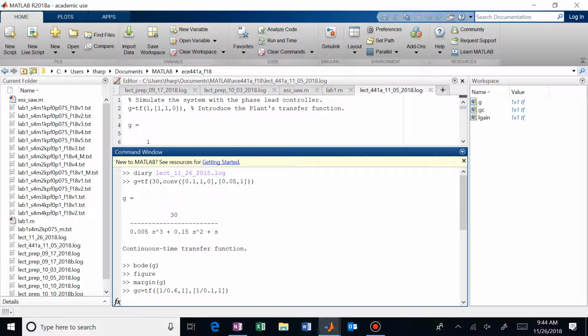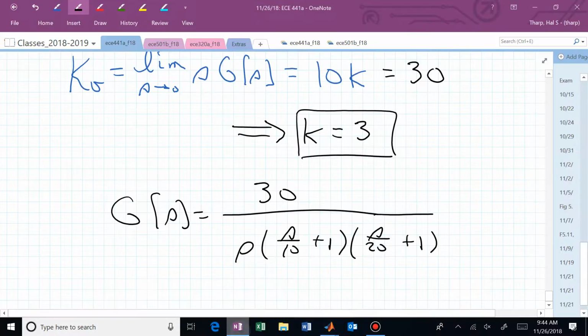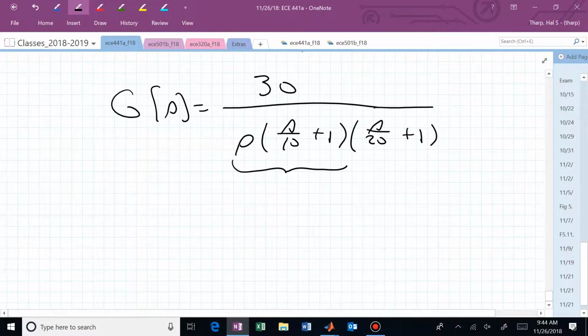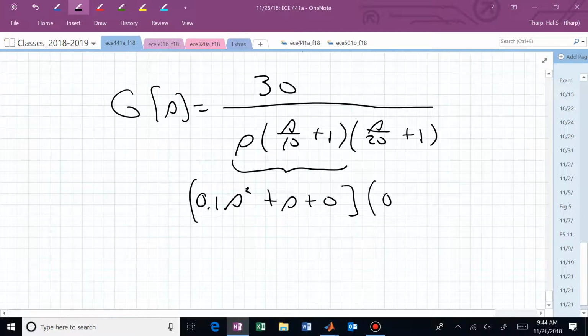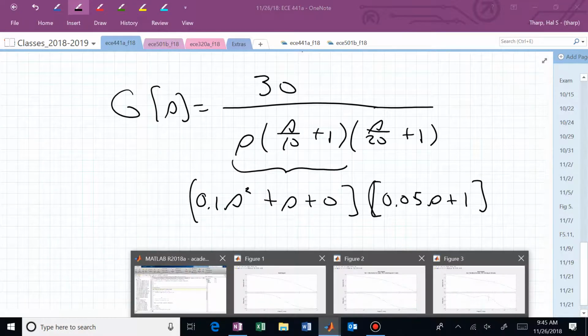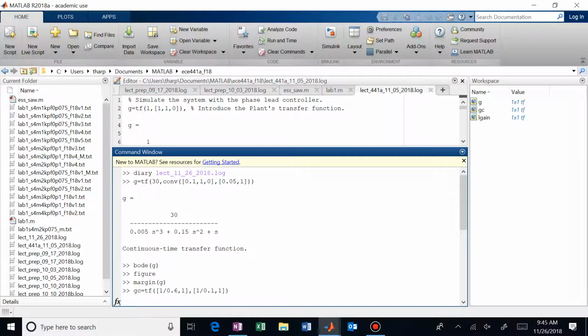And here I actually combined these two, and I had s squared times 0.1 plus s plus 0. That's my first polynomial, and then the next one was that. And that's what I've done in MATLAB in the denominator. I convolve those 2 polynomials, and I obtain a G that's 30 over that third order polynomial.